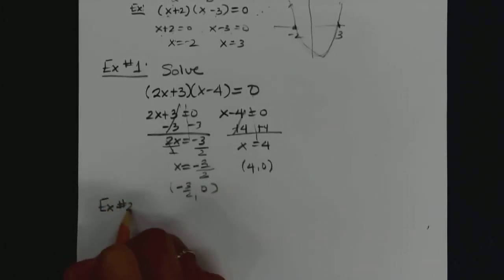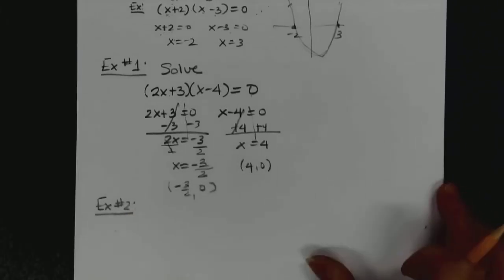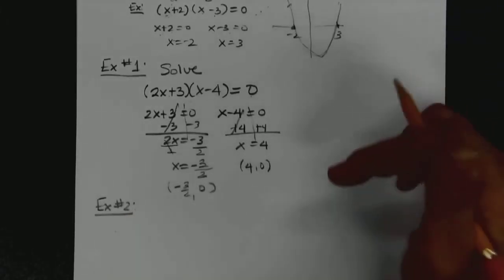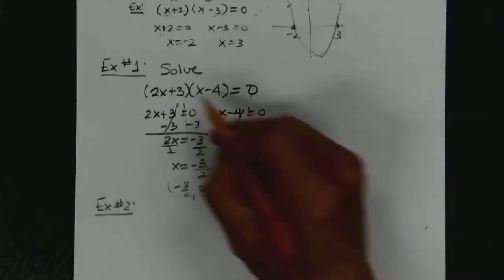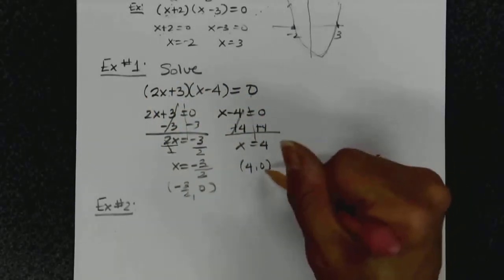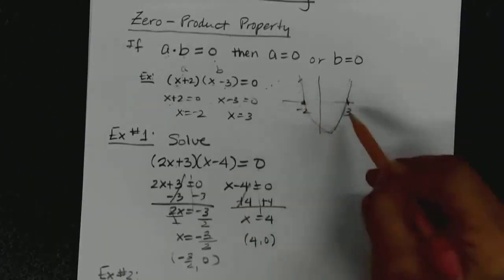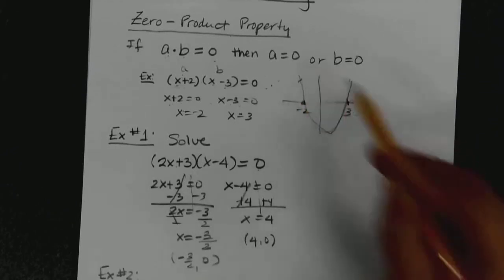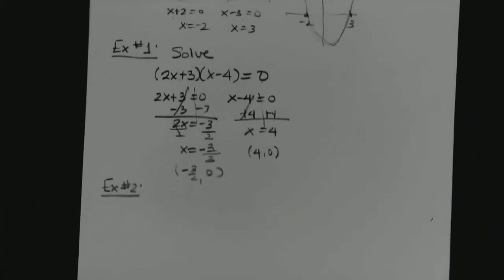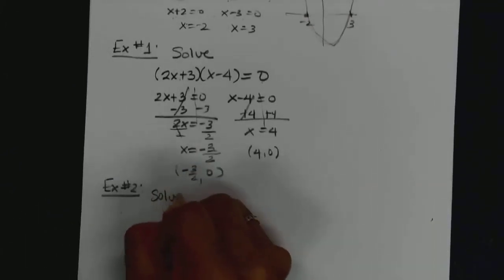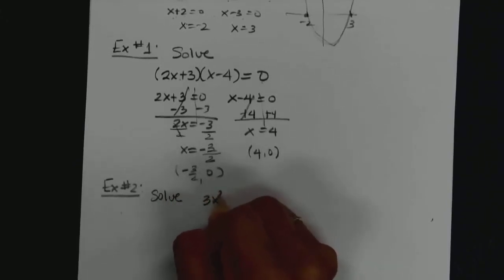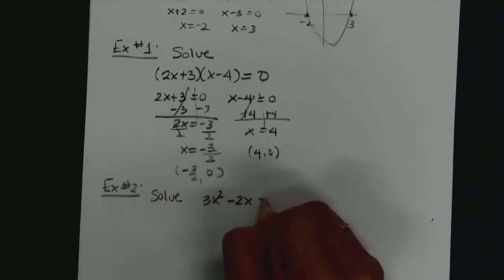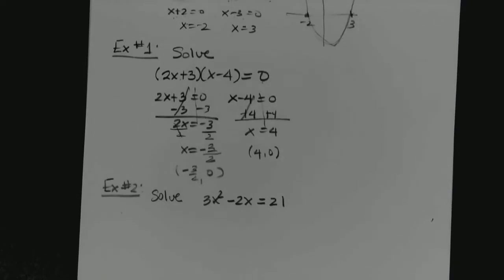Do we have to graph them after? Nope, you do not have to graph, but please do understand what the answer stands for. When you solve this, you found the points on your graph where the parabola crosses the x-axis, okay? That's what you're solving for. All right, let's solve. 3x squared minus 2x equals 21. So they gave you this.